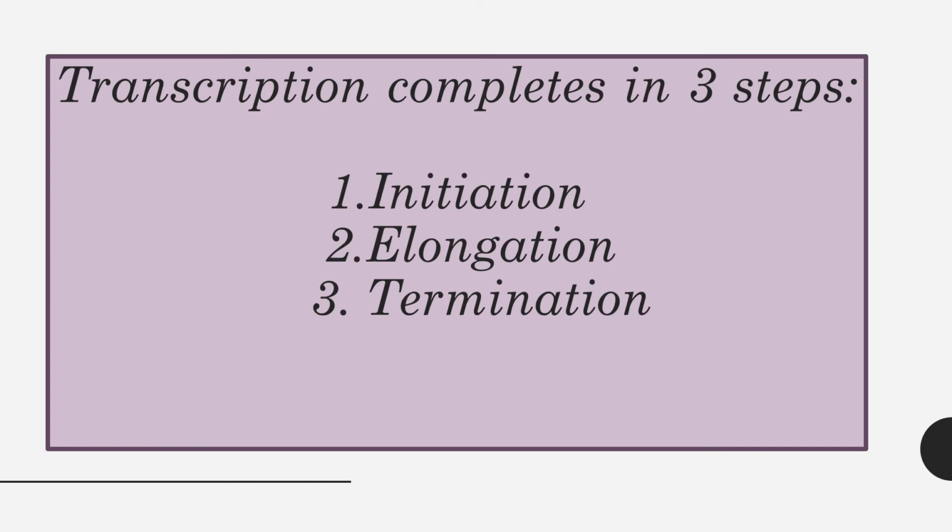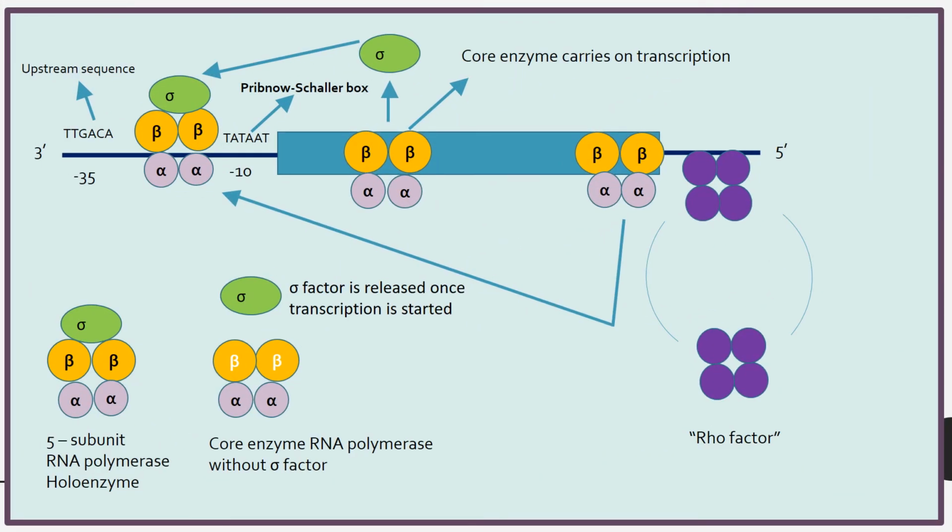Transcription is completed in 3 steps. The first step is initiation, second is elongation, and third is termination. The process of transcription starts when RNA polymerase is attached at the promoter of the DNA template strand.